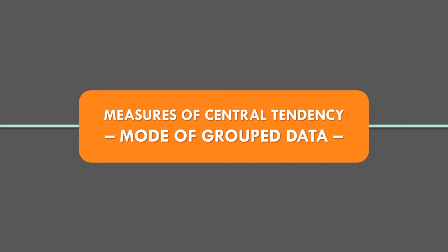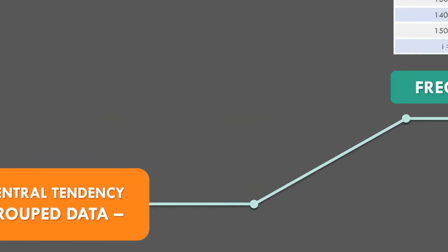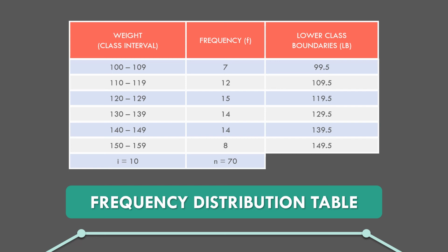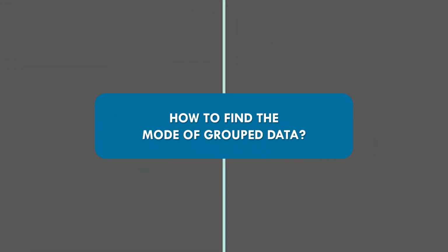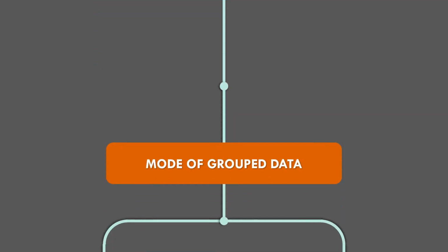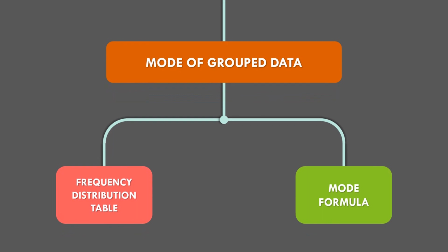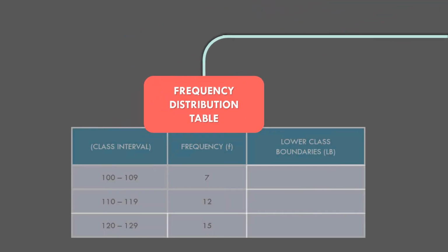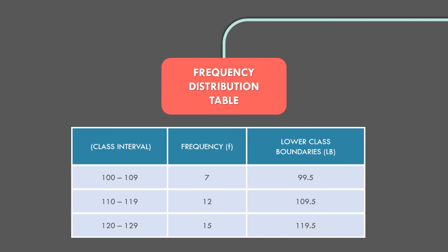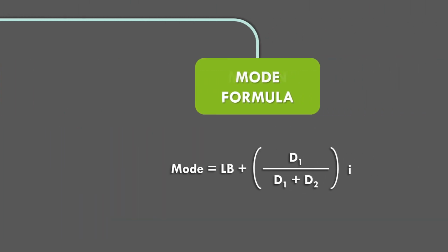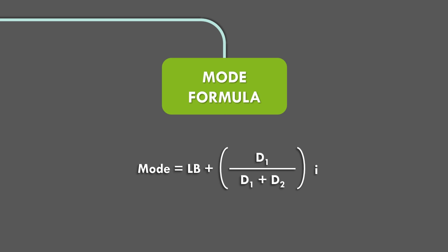So let us recap what you have learned about the measures of central tendency, mode of group data. It is very important for the group data, the frequency distribution table. How to find the mode of group data? We need to have a frequency distribution table and then the mode formula. In a frequency distribution table, we have the class interval, the frequency, and the lower class boundary. To get the lower class boundaries, we subtract 0.5 from the lower limit. The mode formula: mode is equal to LB plus the quantity D sub 1 all over D sub 1 plus D sub 2 times the interval.